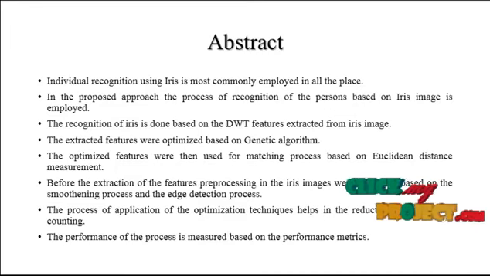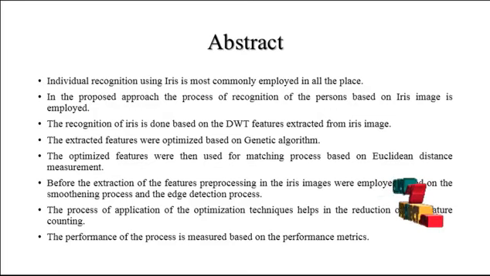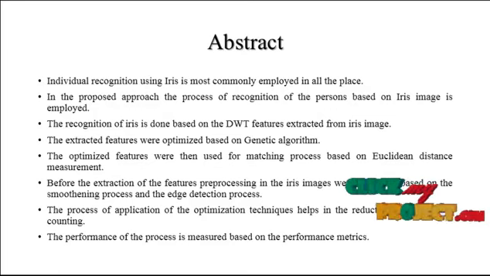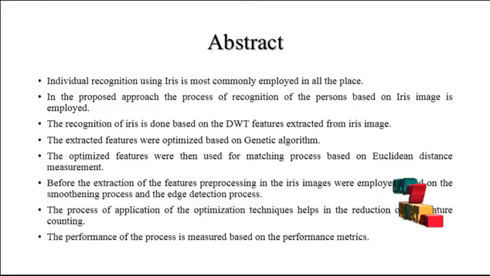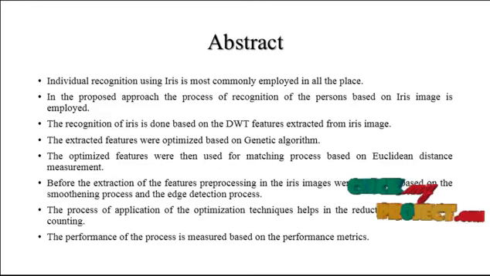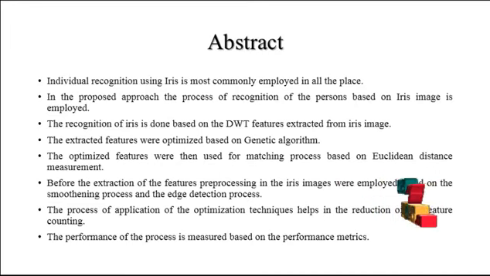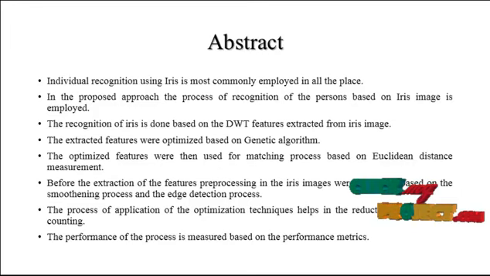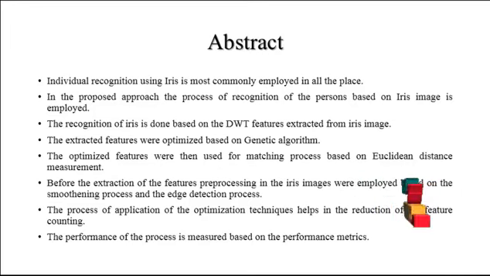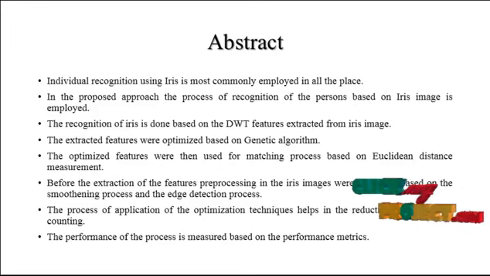Before the feature extraction, the iris image is processed with a smoothening process and then the edge detection process. Hence, this is a kind of pre-processing to enhance the quality of the image as well as to recognize the position of the iris region. The application of optimization helps in the reduction of the feature count. Then the performance of the process is measured based on performance metrics like accuracy and sensitivity.